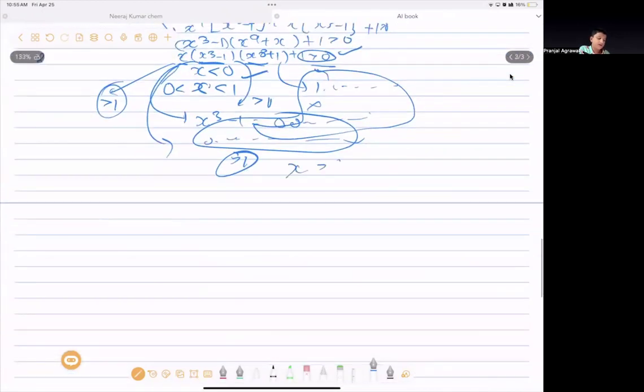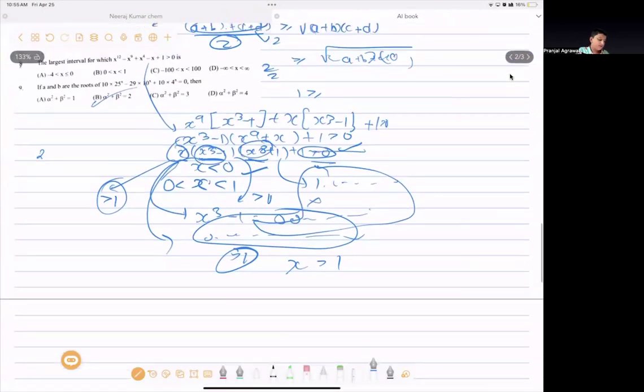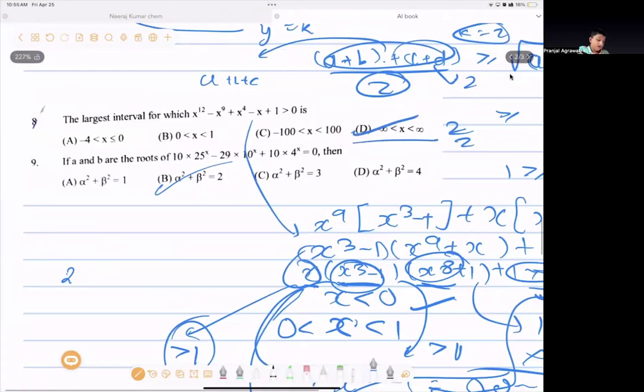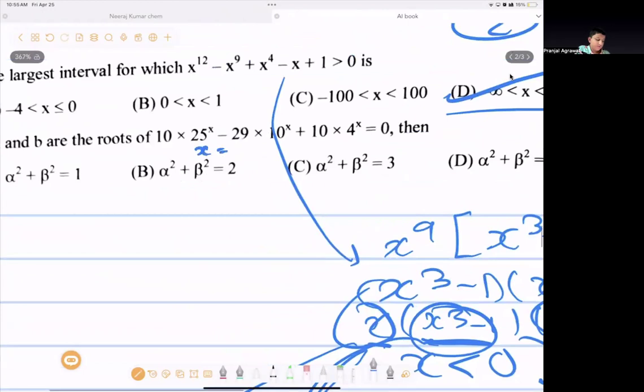Then x is greater than 1. So this is positive, and this is positive. So that is 1. So it will become x is from minus infinity to infinity. For this question, we can easily see that if you put x is equal to 1, it is sufficing, and if you put x is equal to -1, it is sufficing. So simple answer.